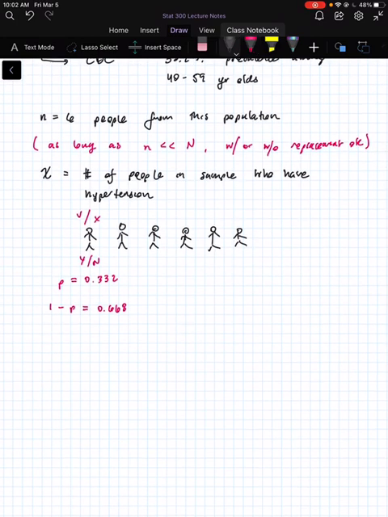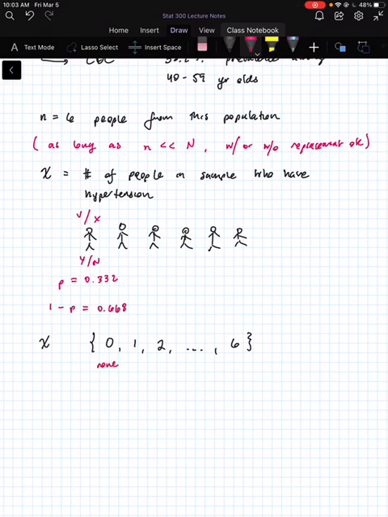Now that we understand that, how do we actually start to put together things about this distribution? What's the support? Our sample size is 6, which means X can take on values from 0, that means no people in the sample have hypertension, 1, in other words, just one person has hypertension, 2, and so on. And the very last possible outcome is all 6 of them have hypertension. So this is our support.